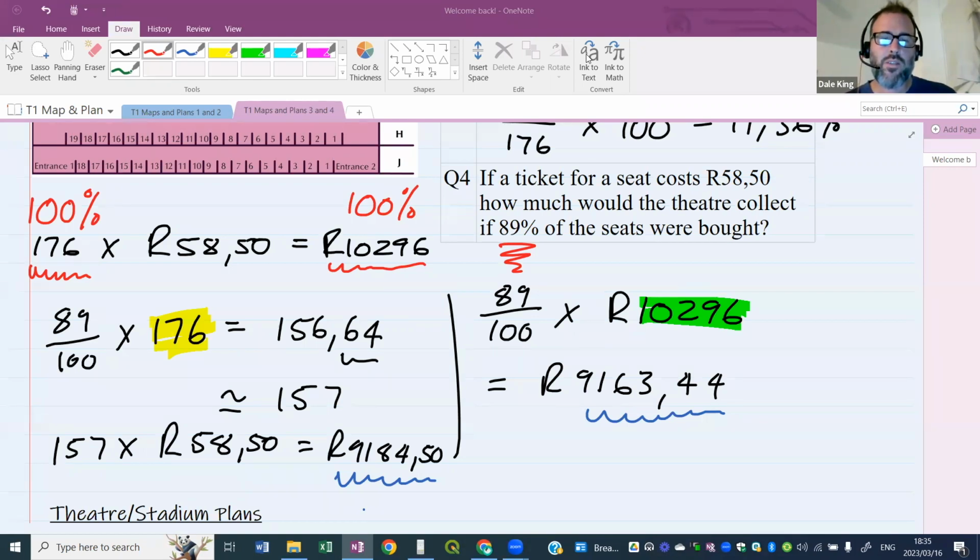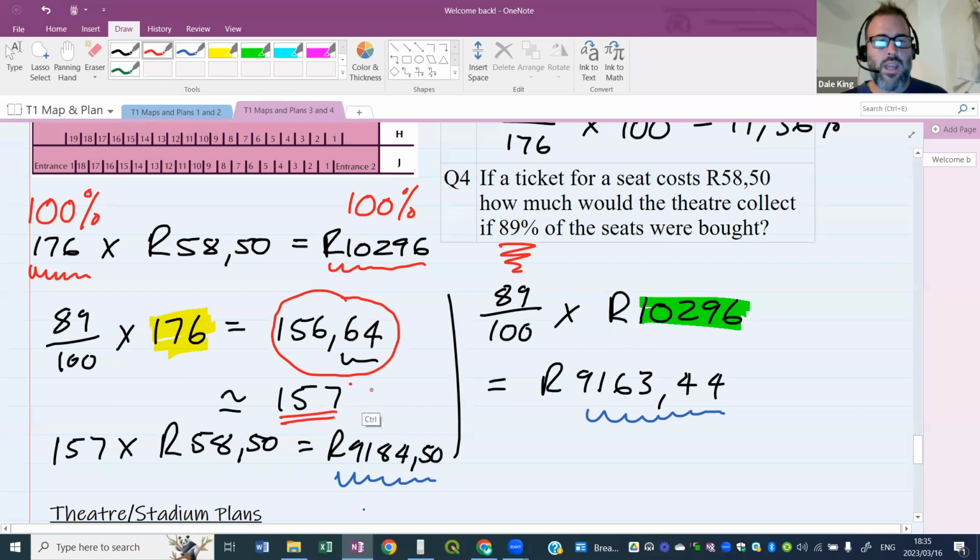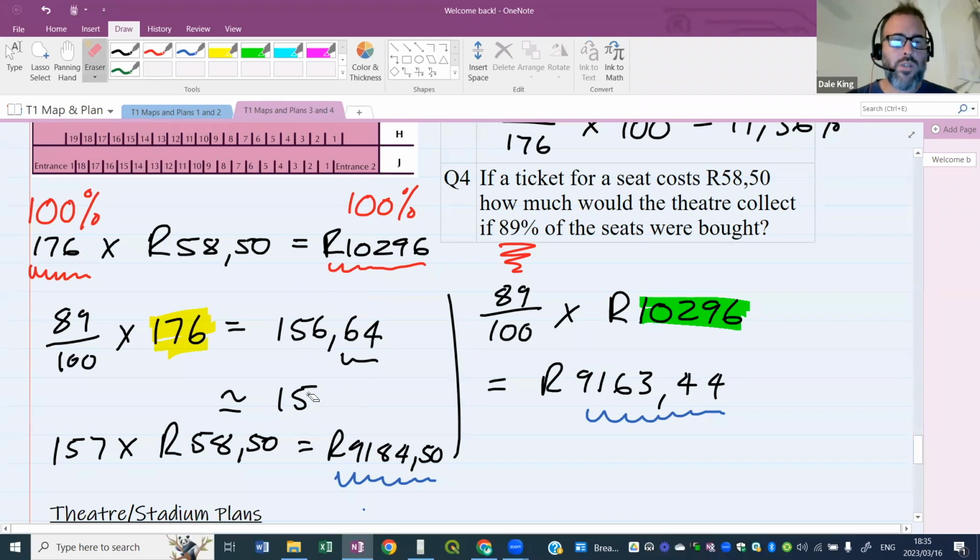Yes, Faith. Well done. Okay, Elzondi and Faith, well done. So we rounded off the seat numbers. You see that? This value here, 156,64, we rounded it off to 157, which gives a slightly different answer. If I had taken the decimal number and not rounded off, and used 156,64 in my calculation, let's see what happens.